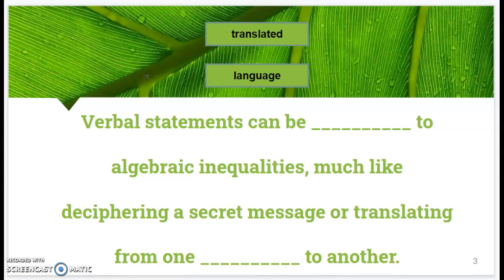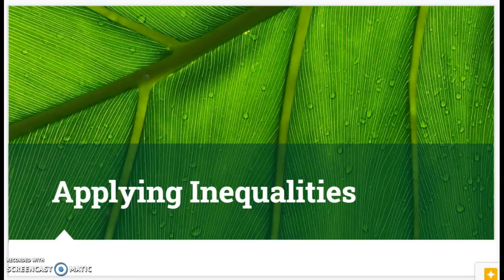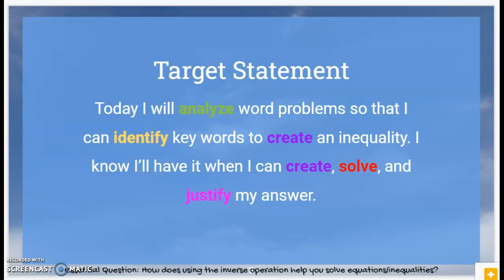All right, welcome to Writing Inequalities. Let's start right here at the beginning of applying inequalities to word problems. Our target statement is: today we'll analyze word problems so that we can identify those key words to create an inequality. You'll know you have it when you can create, solve, and justify your answers.